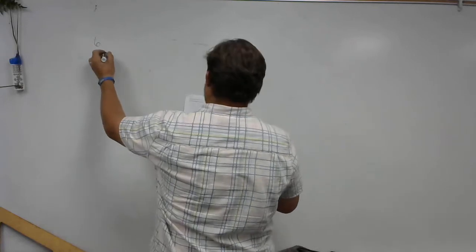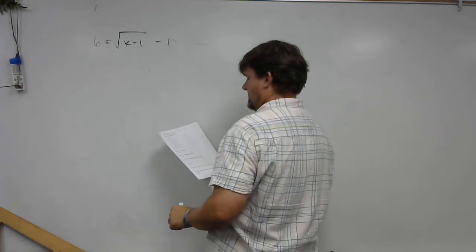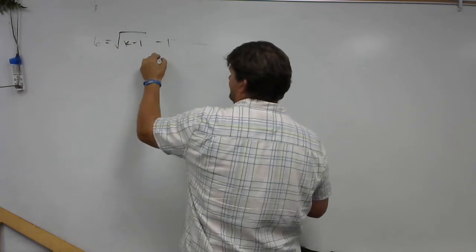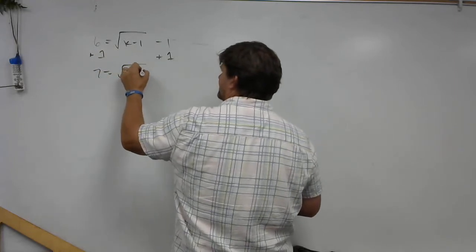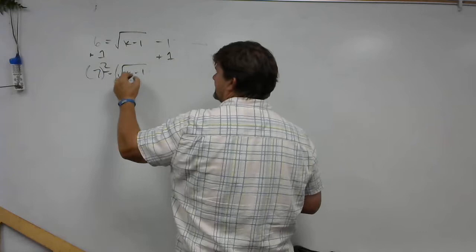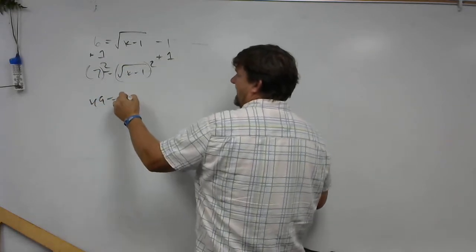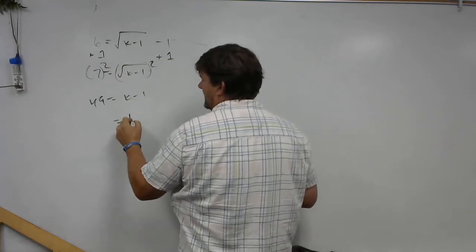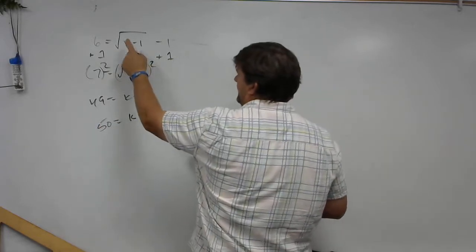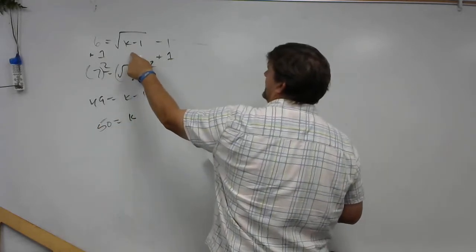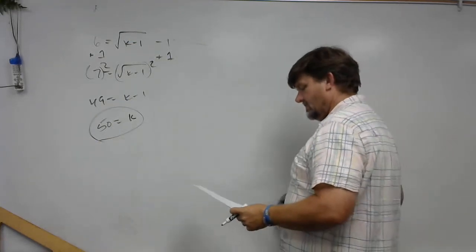So 6 equals the square root of k minus 1, minus 1. Talked about making this by itself, so I got to add 1 to both sides. Gives me 7 equals the square root of k minus 1. I have to square both sides. That's going to give me 49. Square that, gives me k minus 1. Add it over, k equals 50. Plug in 50. 50 minus 1 is 49. Square root of 49 is 7. 7 minus 1 is 6. It works. That is my solution. All right, that was number 5.